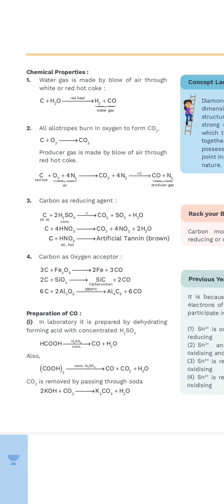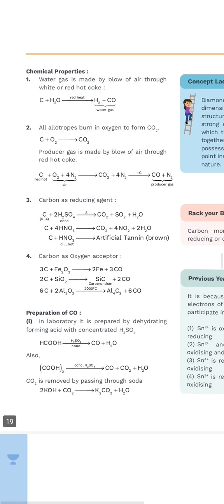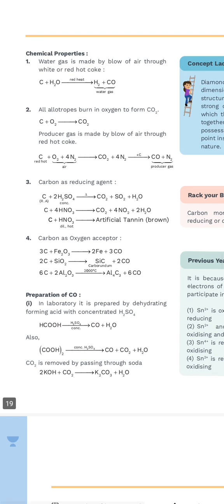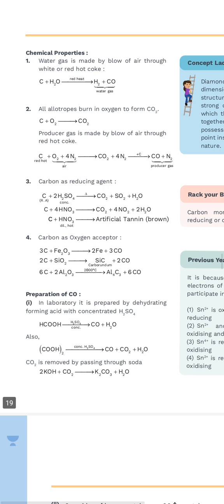Chemical properties. Water gas is made by a blow of steam through white or red hot coke. Water gas is actually a mixture of hydrogen gas and carbon monoxide. All allotropes burn in oxygen to form carbon dioxide. Producer gas is made by a blow of air through red hot coke. Producer gas is a mixture of carbon monoxide and nitrogen.